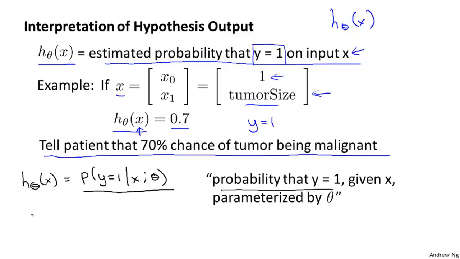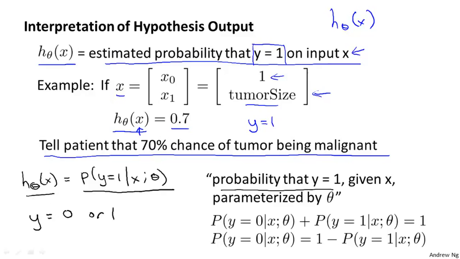Now, since this is a classification task, we know that y must be either 0 or 1, right? Those are the only two values that y could possibly take on, either in the training set or for new patients that may walk into my office or into the doctor's office in the future. So given h of x, we can therefore compute the probability that y is equal to 0 as well. Concretely, because y must be either 0 or 1, we know that the probability of y equals 0 plus the probability of y equals 1 must add up to 1.